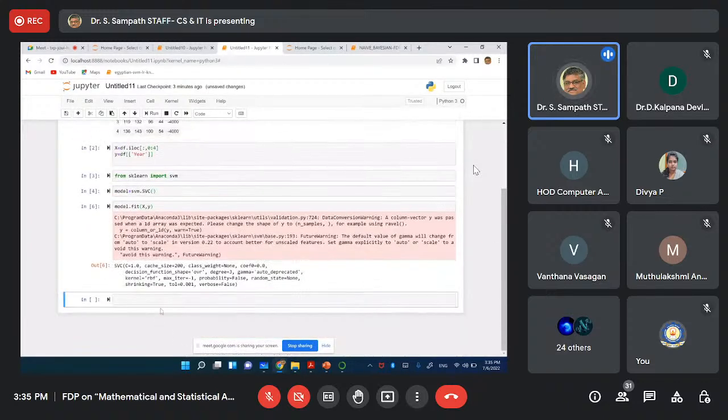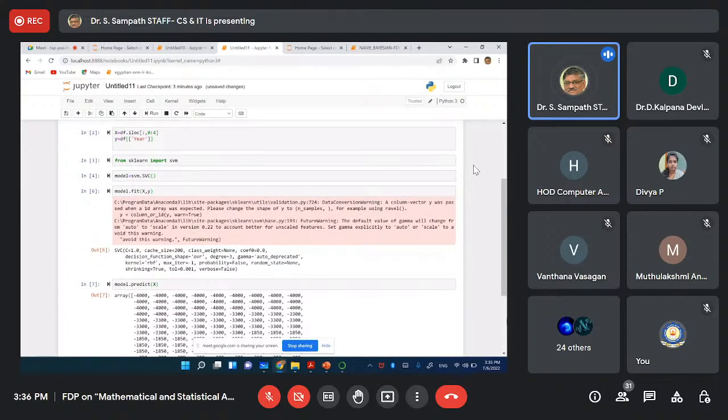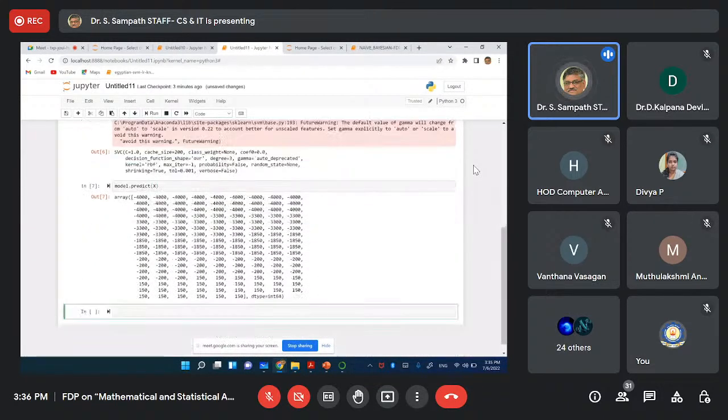Now, if I want, I can go for the prediction. I will go for model.predict of x. When I call model.predict of x, I get values like this. Understood? These are my predicted classes. I hope you can understand. Can you follow? Say yes or no. Yes, sir.